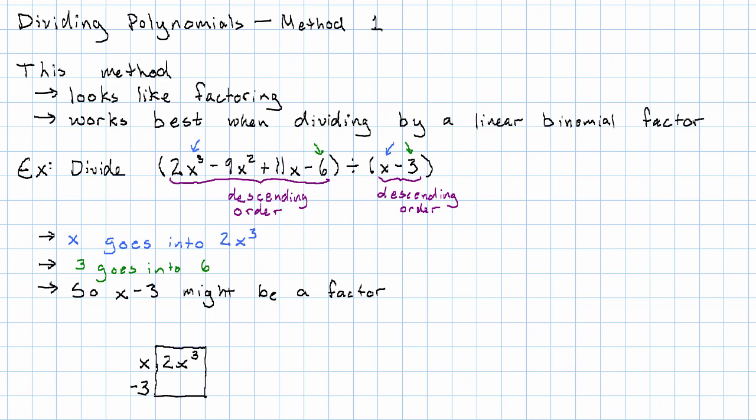Okay, now what? Well, we know that the only way we get 2x to the third when we multiply, remember, we're just winding multiplication backwards, is by taking something times x. What times x gives me 2x to the third? Well, 2x squared gives me 2x to the third, which means I'll also have to multiply 2x squared times negative 3, which will give me negative 6x squared.